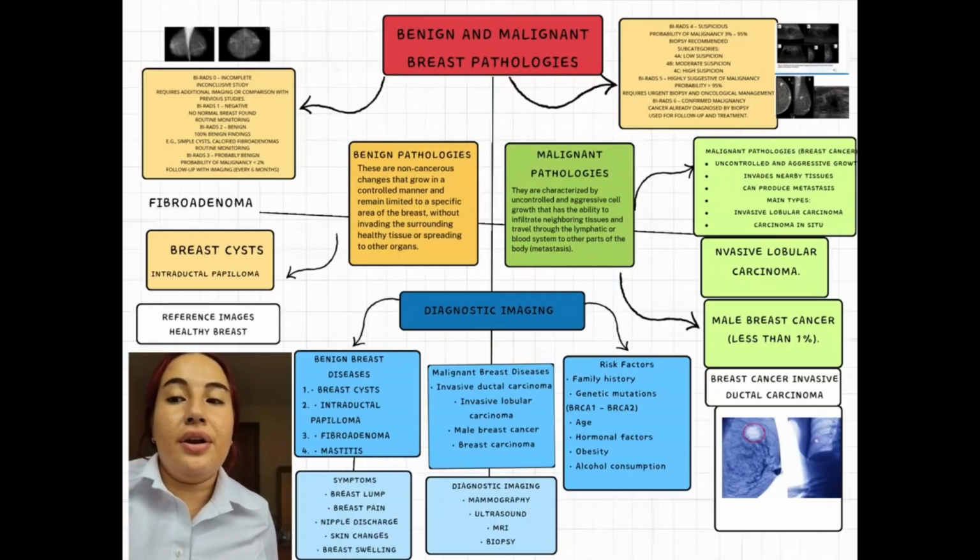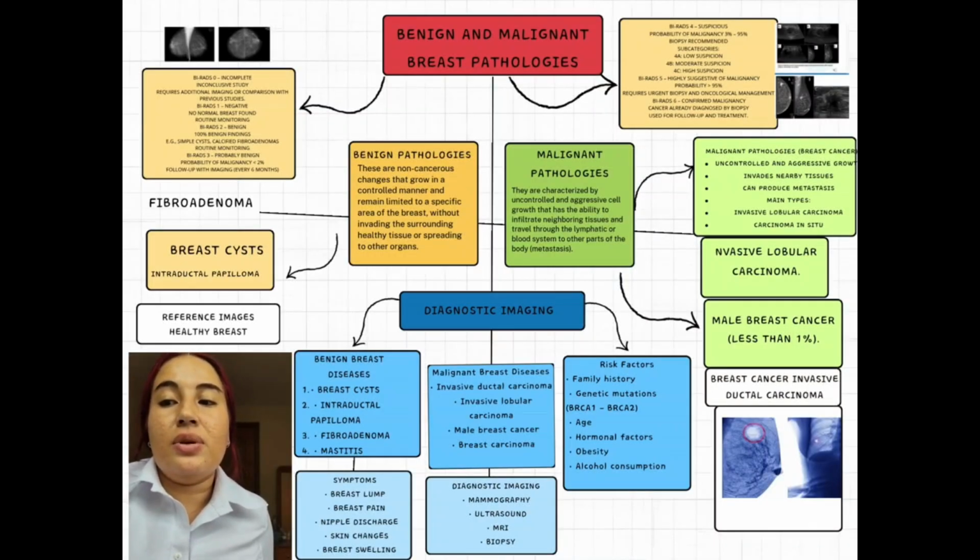I'm going to explain the BI-RADS 2 and 3 classification and their associated pathologies. BI-RADS 2. These are benign findings with no risk of malignancy or cancer. Biopsy follow-up is not required, but an annual medical check-up is necessary.